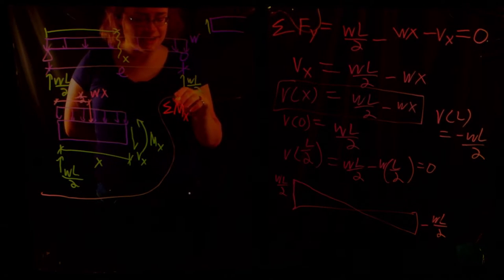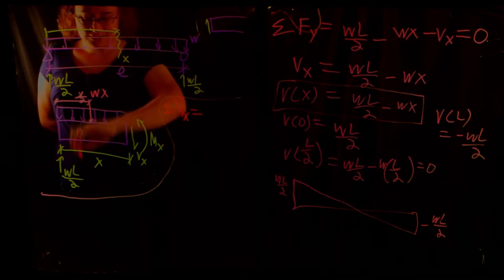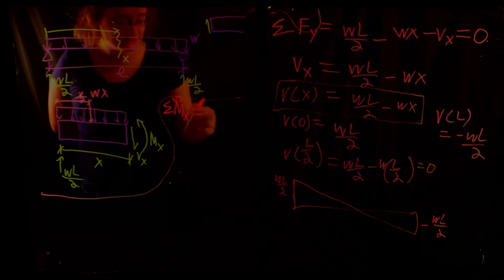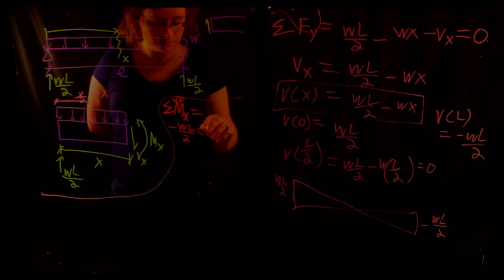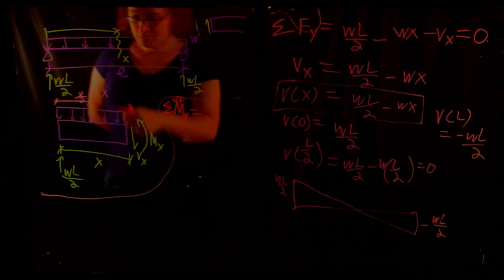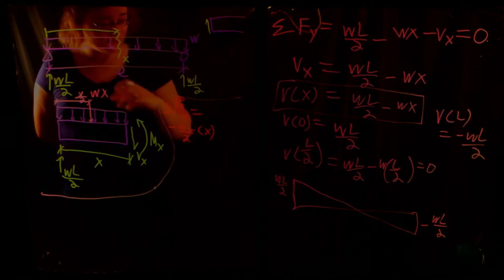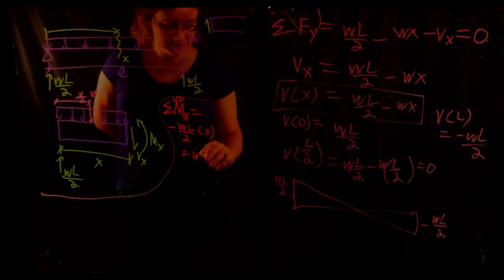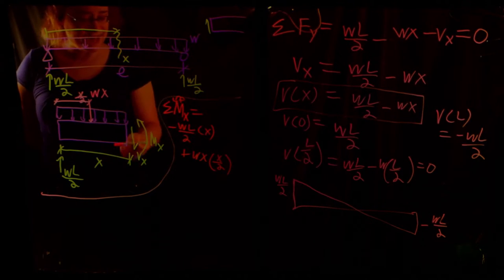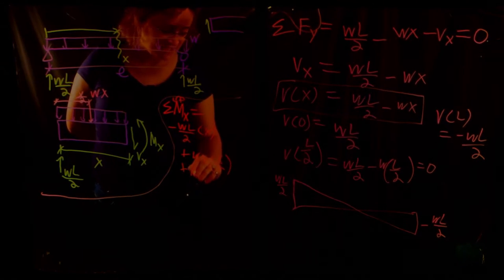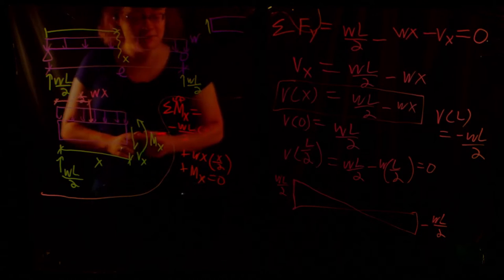So they're kind of independent in that way. So if I take a summation of moments about x, counterclockwise positive, first I'll have WL over 2, and that will generate a negative or clockwise moment about point x. So I'm going to have negative WL over 2 times its moment arm length of x here. And then our Wx force will be generating a positive or counterclockwise moment about point x. So plus Wx times a moment arm of x over 2. And then I have the moment at point x. I cannot forget that. And that's just going to be plus Mx. So we have this lovely equation written on several lines. But anyway, it's just basic statics applying balance of moments at a point.